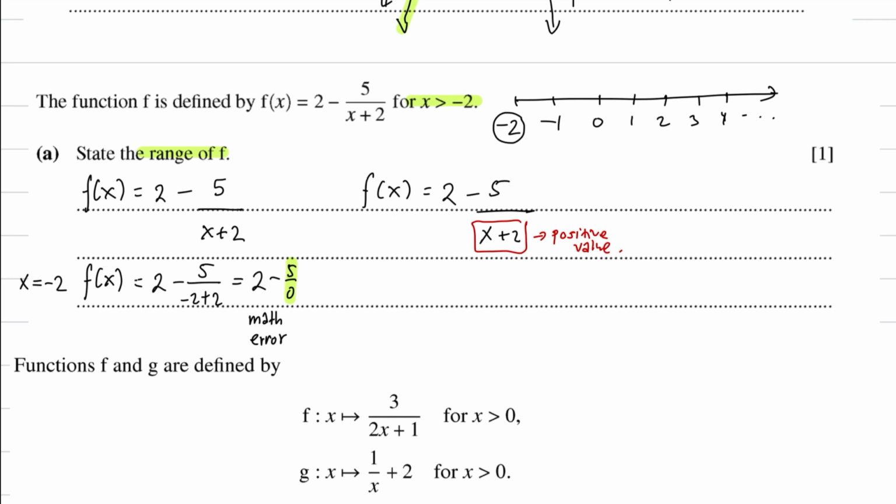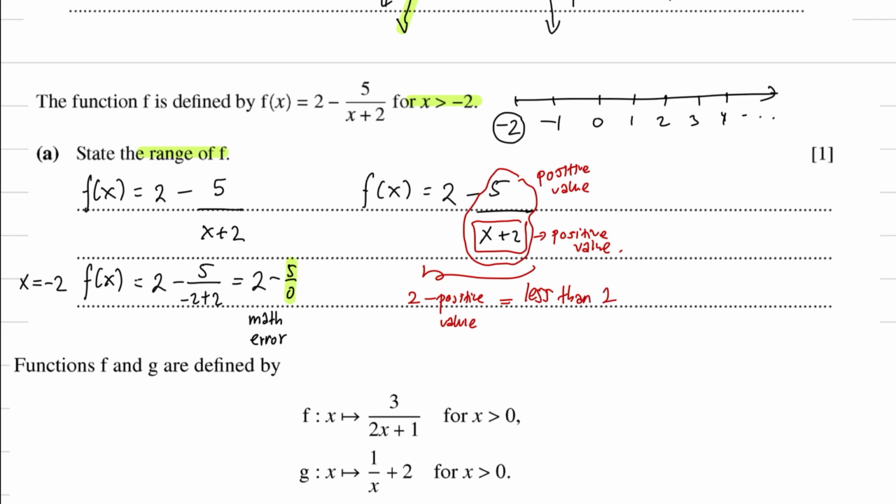On top, we also have positive 5. So that means all of this is also positive, because 5 divided by a positive value is always positive. So in general, we have 2 minus a positive value, and 2 minus a positive always gives you a value that is less than 2.